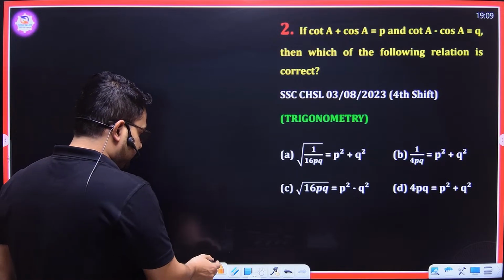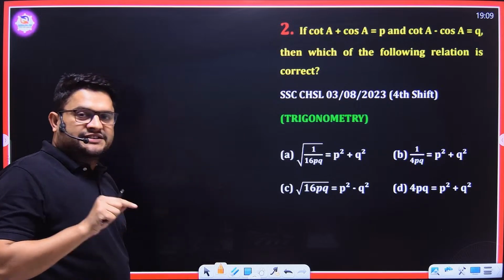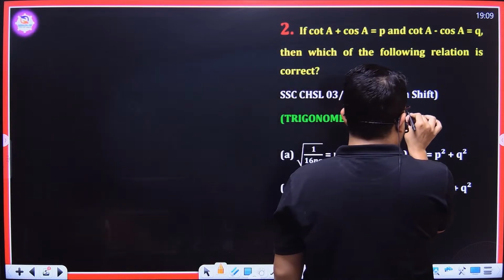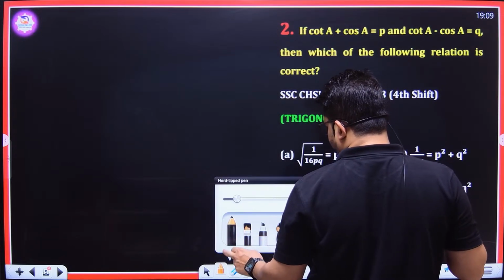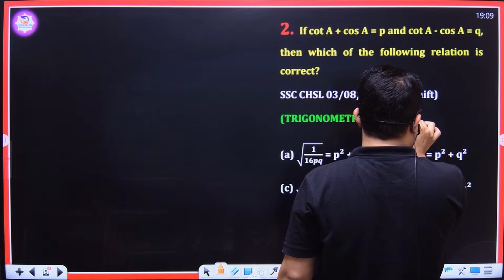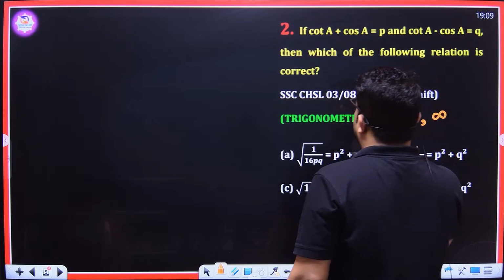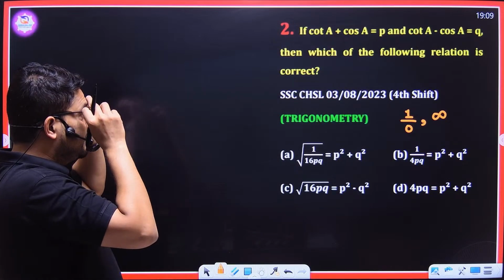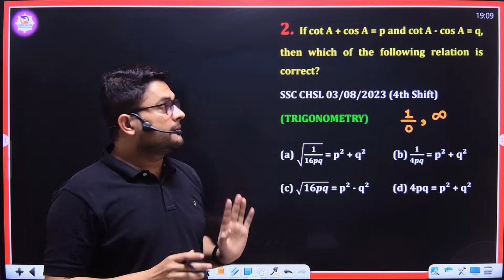But I have to avoid such values which will give me 1 upon 0, or infinite. As cot 0 is infinite and cos 0 is 1, I can't put A equal to 0.